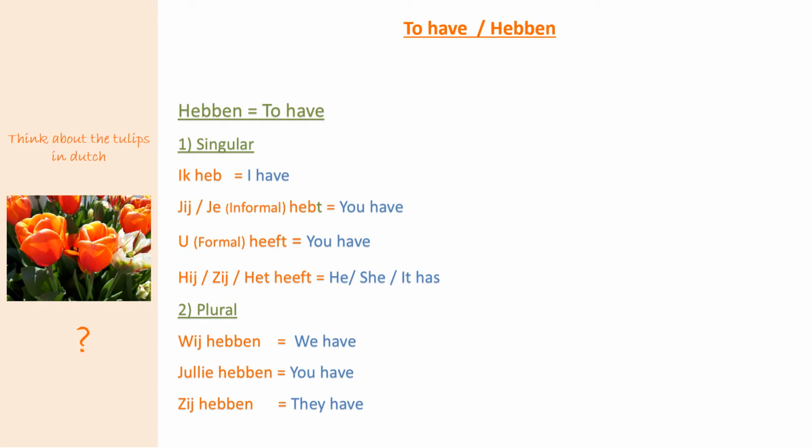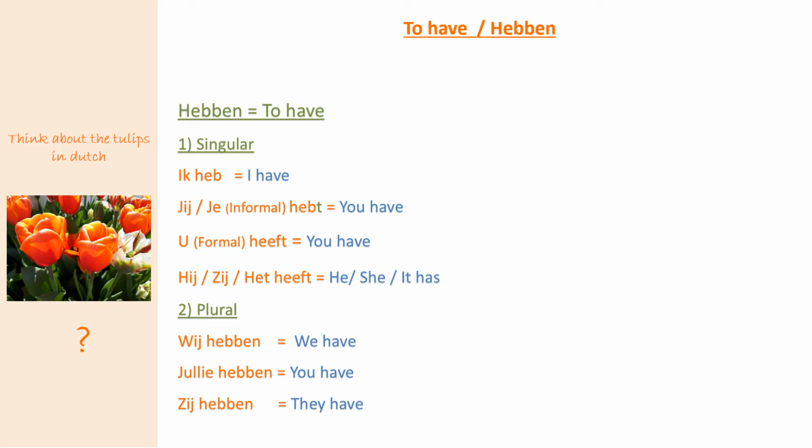U, for the formal way, heeft. U heeft. You have. Hij, zij or het heeft. He, she, it has.